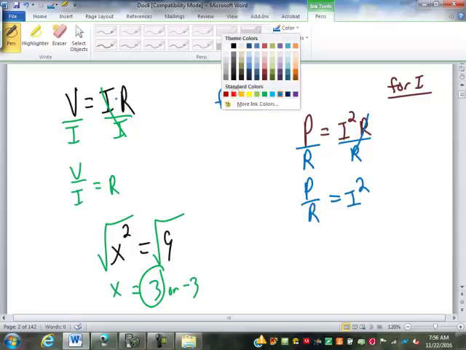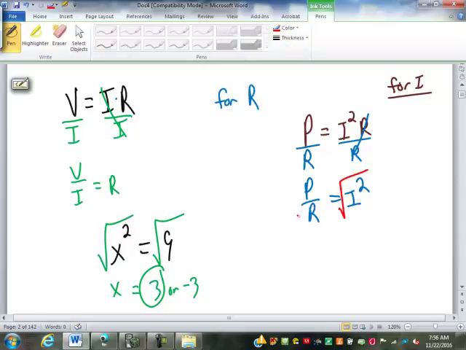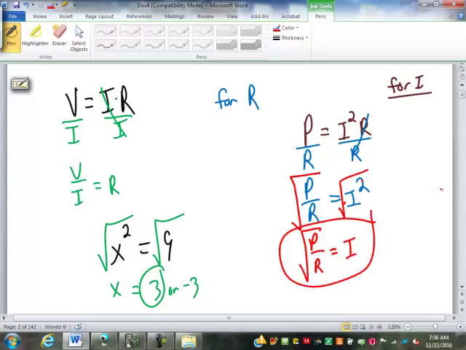And yes, then we're going to square root it. Now be careful, we've got to square root this whole side. A lot of people just put the square root over the P. The whole thing's got to be under it. So the square root of P over R, there's nothing we can do with that. But the square root and the squared cancel out, and that's just I. So the square root of P over R equals I.